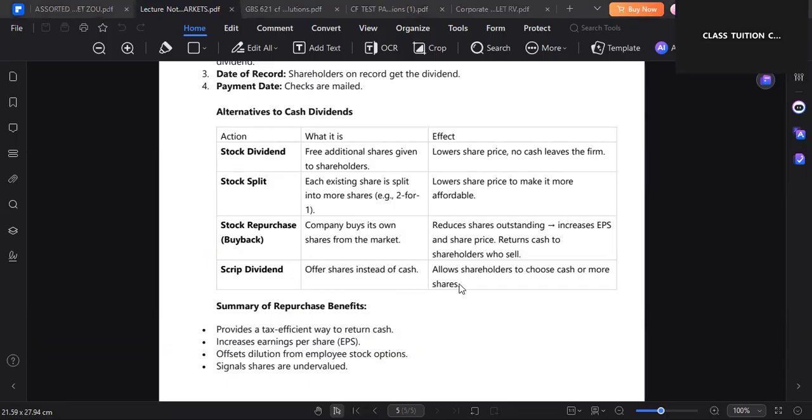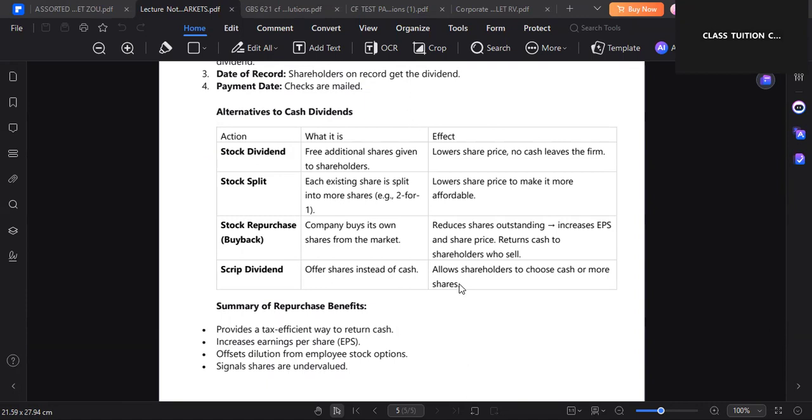So a stock dividend is where the company gives shareholders additional shares instead of cash. For instance, they give you a 10% stock dividend, which means you get 10 new shares for every 100 that you already owned. So the share price falls proportionally. So your total worth does not change. However, you have more shares.